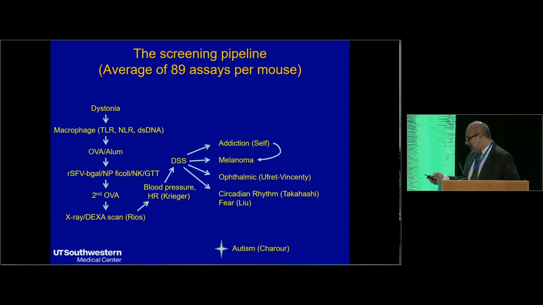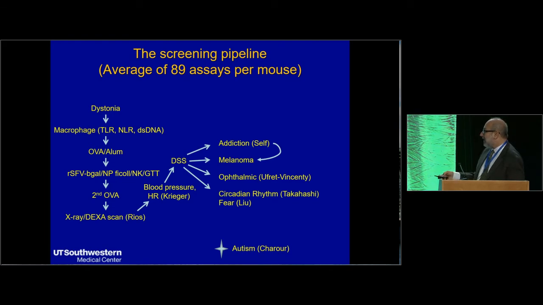The phenotyping pipeline that we presently use is illustrated here. We search first for dystonias, other movement disorders, then for innate immune competence, then for adaptive immune competence. We also screen for insulin production and also for glucose tolerance. We look for allergy. We do a bone density screen, blood pressure, and heart rate. We then look at a screen for the ability to repair the epithelial lining after it's damaged in the intestinal tract with dextran sodium sulfate.